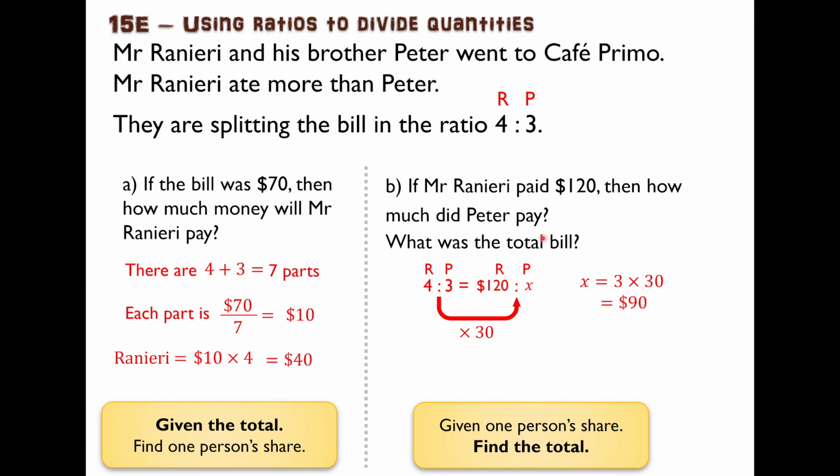To answer the last little bit, the total bill, I know that Peter paid $90. I know that Mr. Aneri paid $120. So what was the total bill? $210.